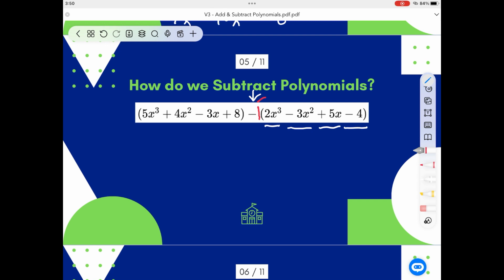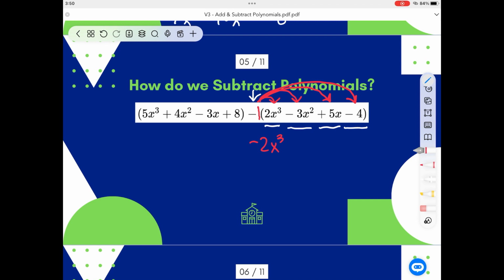So what we can do is actually distribute this negative 1, just like you saw with some of your combining like terms problems. And if we distribute that, taking away a positive 2x cubed is like combining it with a negative 2x cubed.